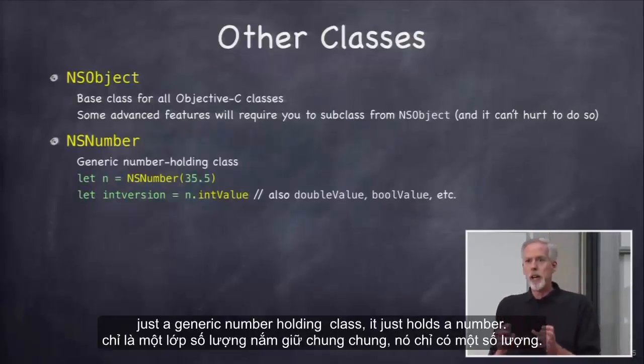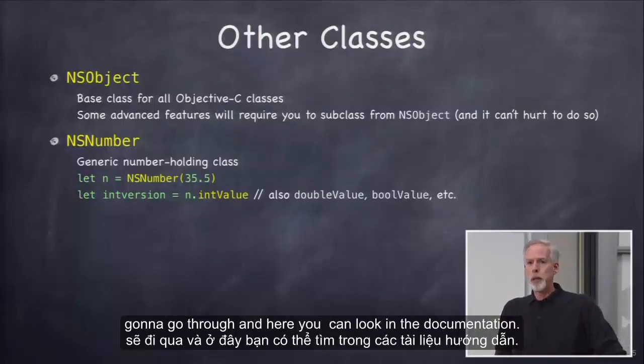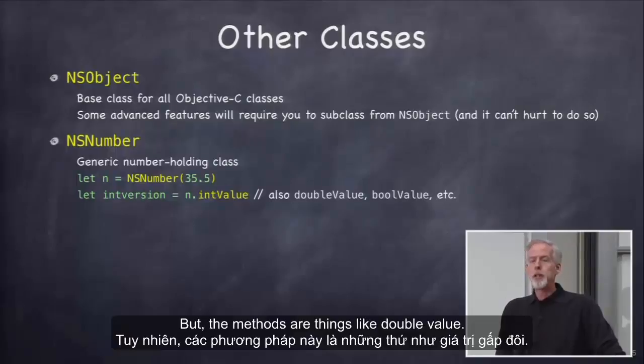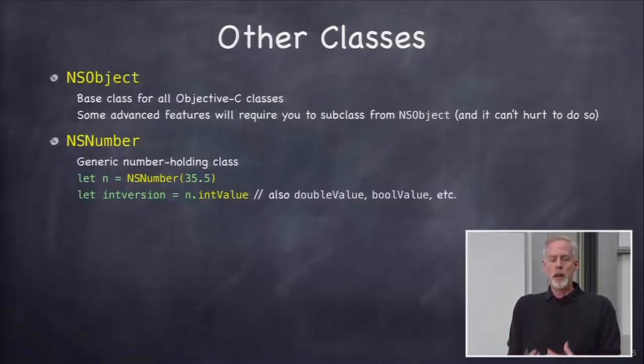NSNumber is just a generic number holding class. It just holds a number. That's all it does. And it has a ton of methods on it. I'm not going to go through them here. You can look in the documentation. But the methods are things like double value, int value, which is give me your value of yourself as an int, as a double, etc.